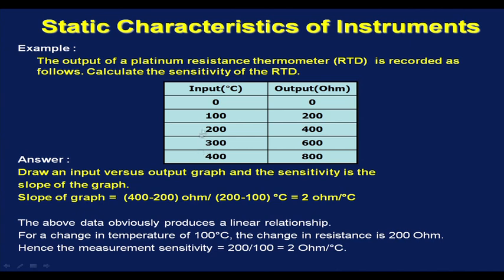Also, simply by looking at the table, as I just discussed, the data obviously produces a linear relationship, and for every 100 degrees Celsius increase in temperature, there is a 200 ohm increase in the resistance. So, the measurement sensitivity is 200 divided by 100, which is 2 ohm per degree Celsius.